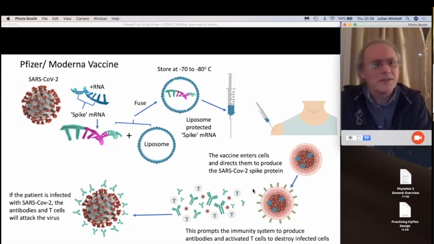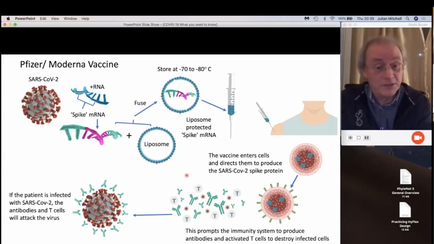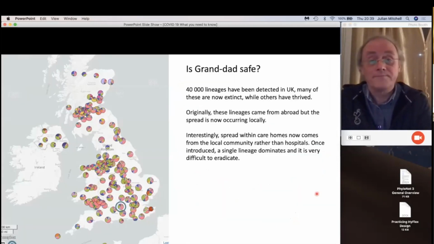There has been some criticism about that. Perhaps we can talk about that at the end. But as a virologist, I think this is really, really exciting and something that bodes well.